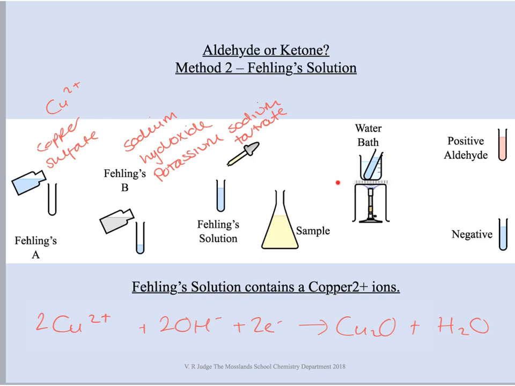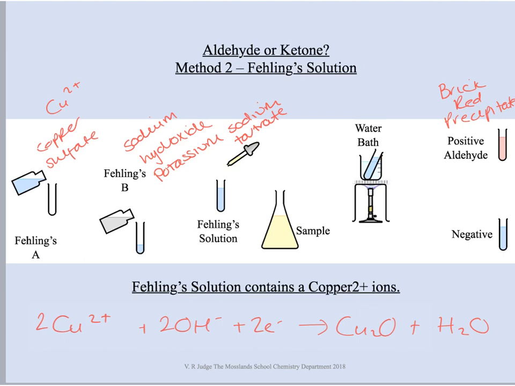Again, you leave it in a water bath. An electric water bath, again, would be preferable. And after a while, you go back a few minutes and you will see that if you have an aldehyde, you would get a positive result, which is this brick red precipitate. So that is the copper oxide coming out.